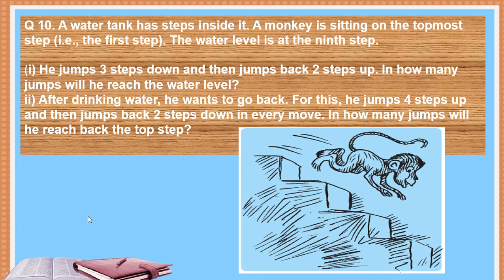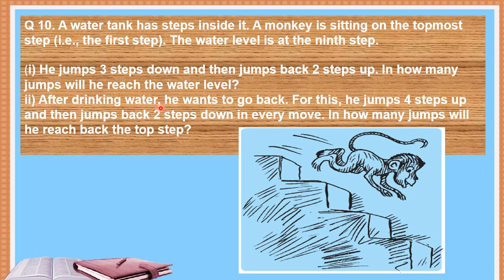The water level is at the ninth step. So first we have to find it out. He jumps 3 steps down and then jumps back 2 steps up. In how many jumps will he reach the water level? One more we have to find.